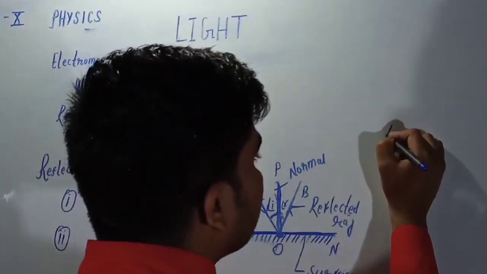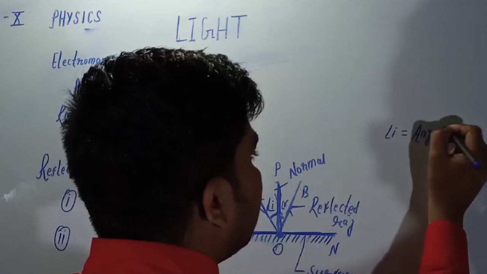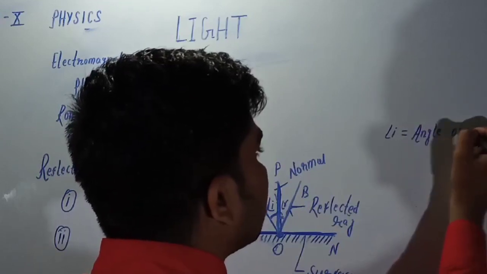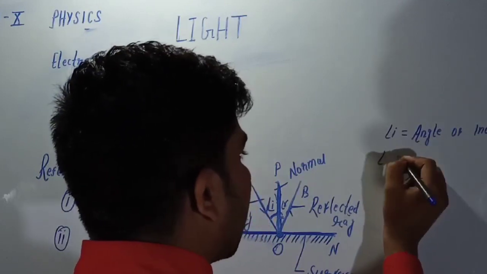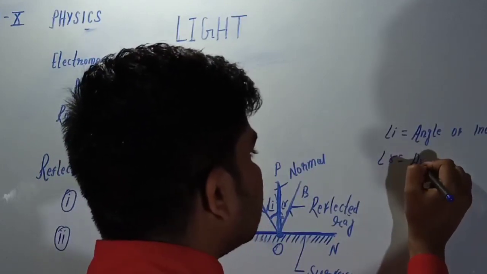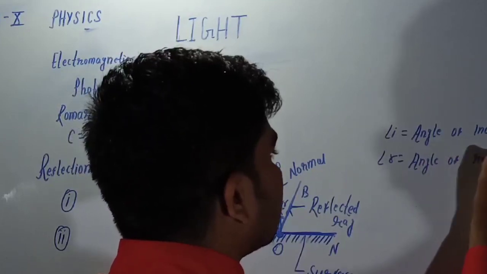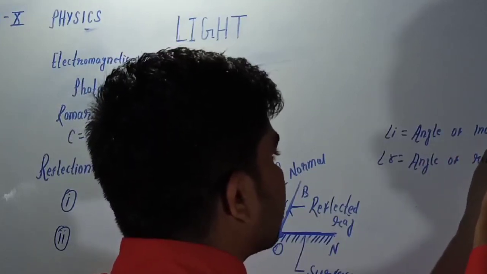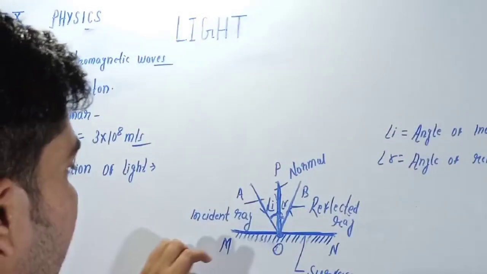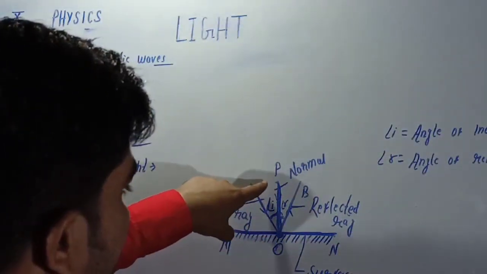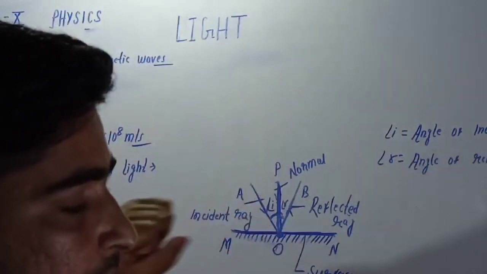I am writing here, this is angle I, you can simply read it as angle of incidence, and this is angle R, angle of reflection. So the rule is, angle of incidence is equal to angle of reflection.